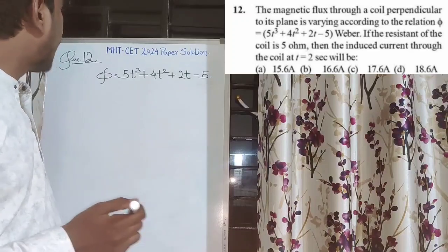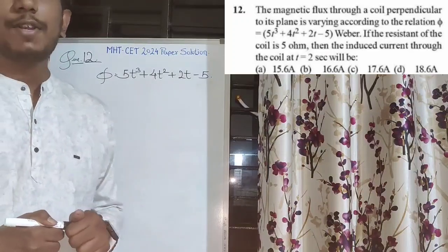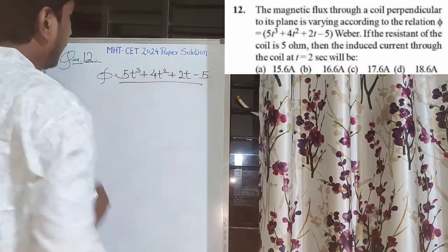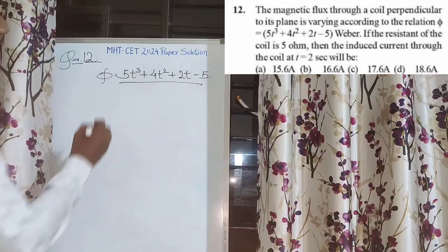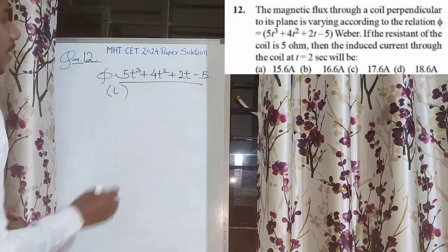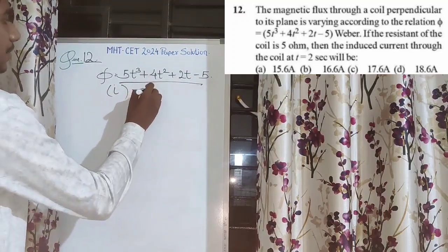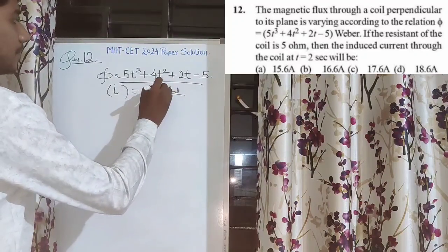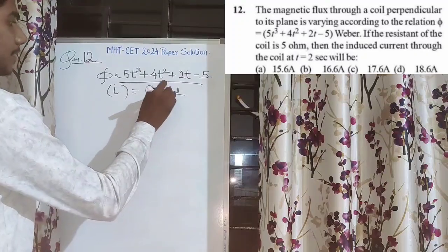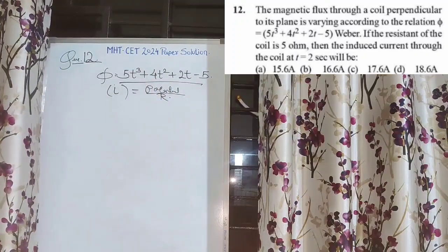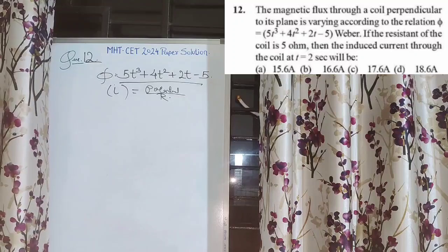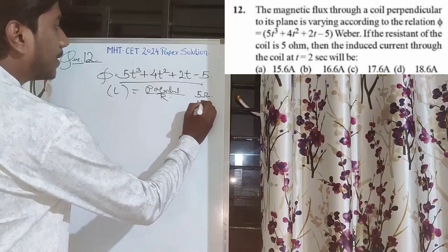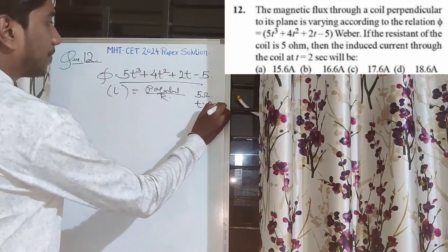It's about finding the current from the given magnetic flux. The magnetic flux is given as a function of time, and we have to find the current. And how do we find the current? Potential upon what? Resistance. The value of resistance is given in the question as 5 ohm, and the time is also given as 2 seconds.